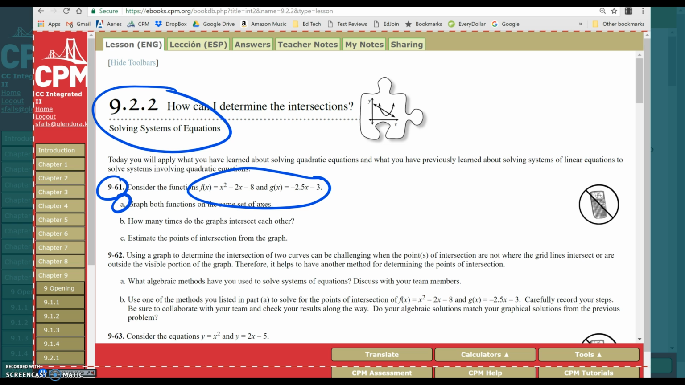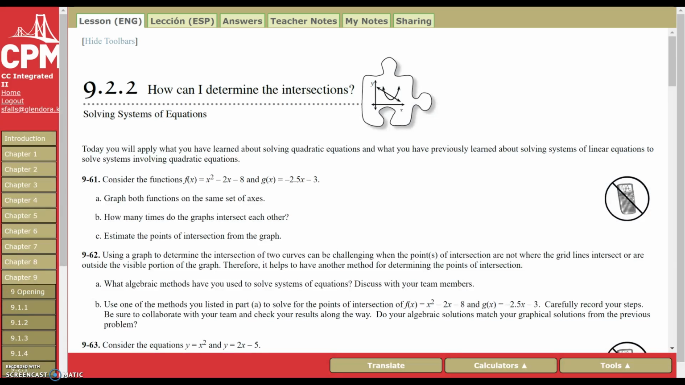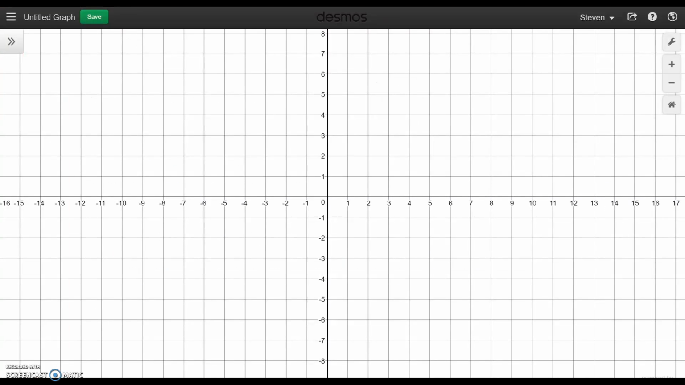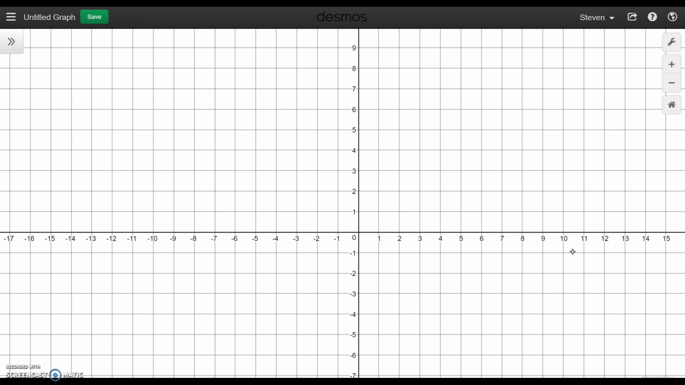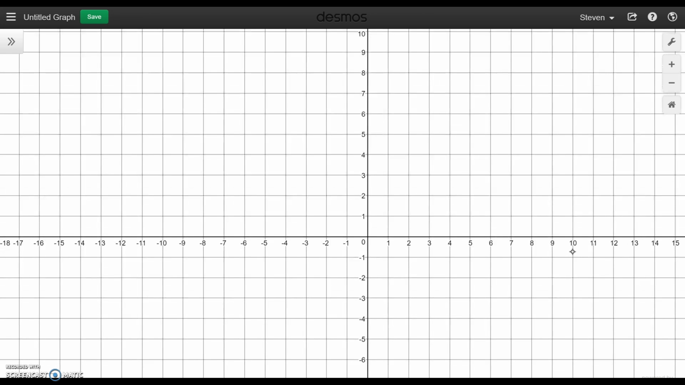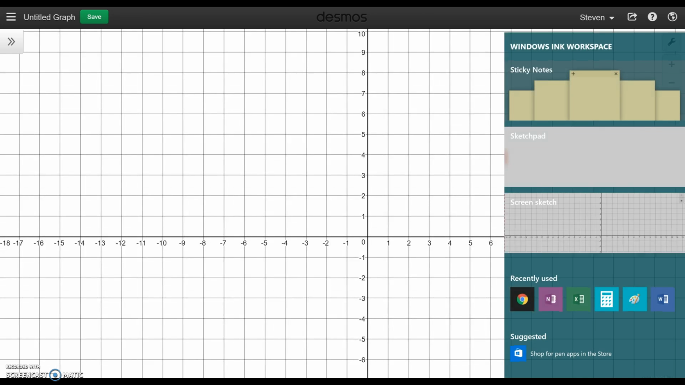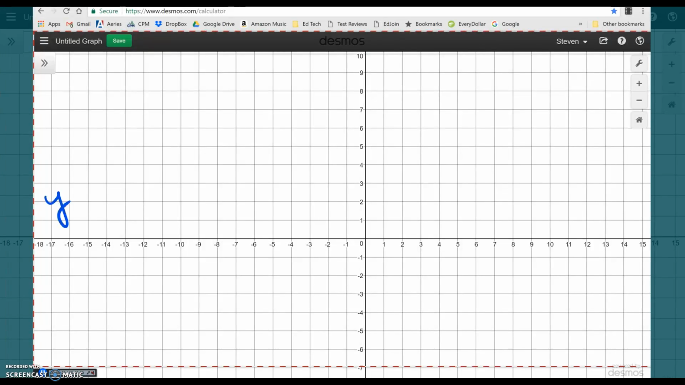So let's do that. x squared minus 2x minus 8. So set up your graph, pause it if you have to. I'm lucky enough I got mine here, so I'm going to write it over here. y, remember f of x is the same as y. So y equals x squared minus 2x minus 8.